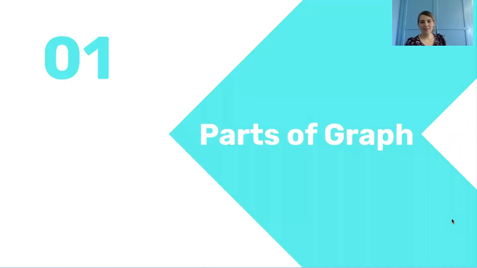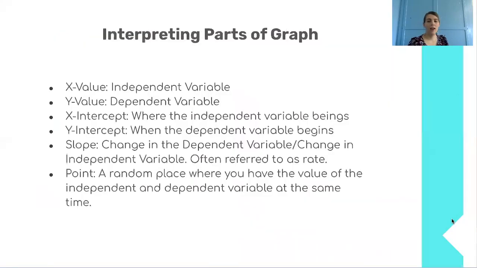So with our parts of the graph, this is kind of how we can think about what those math things mean in the real world. Your x value is always your independent variable. So it's the thing that you're changing, or that someone is changing, but stays consistent. Y has to do with what is changing as a result of your change.